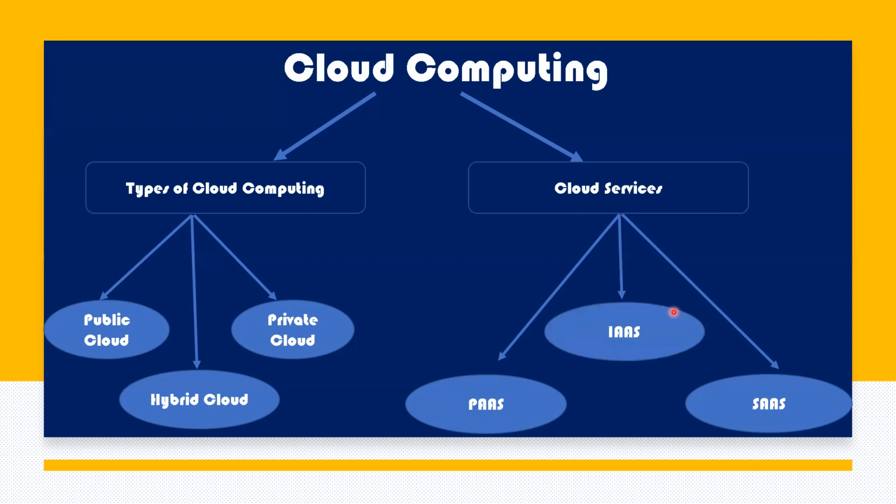IaaS stands for infrastructure as a service. So what is this infrastructure as a service? It's one of the cloud services. What features are available in infrastructure as a service? See here, in the cloud environment, you can get the infrastructure. That means in the cloud environment, you can get it on a virtual machine. Just imagine, you are getting a virtual machine.